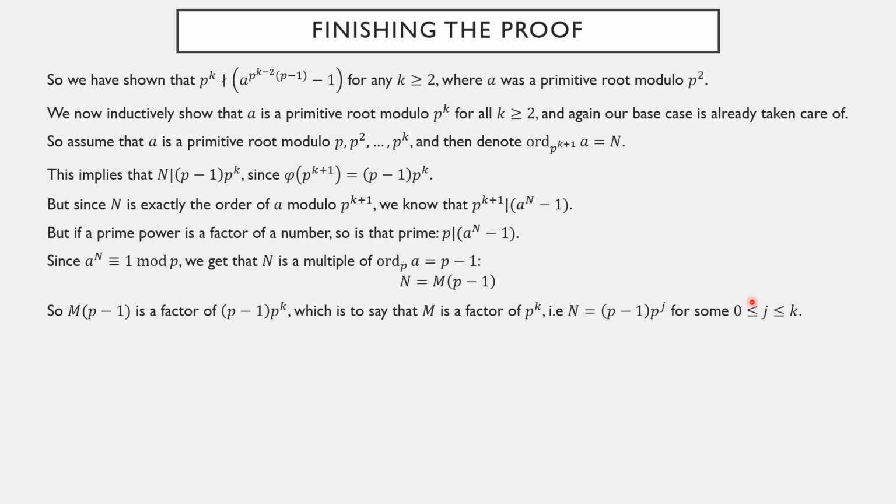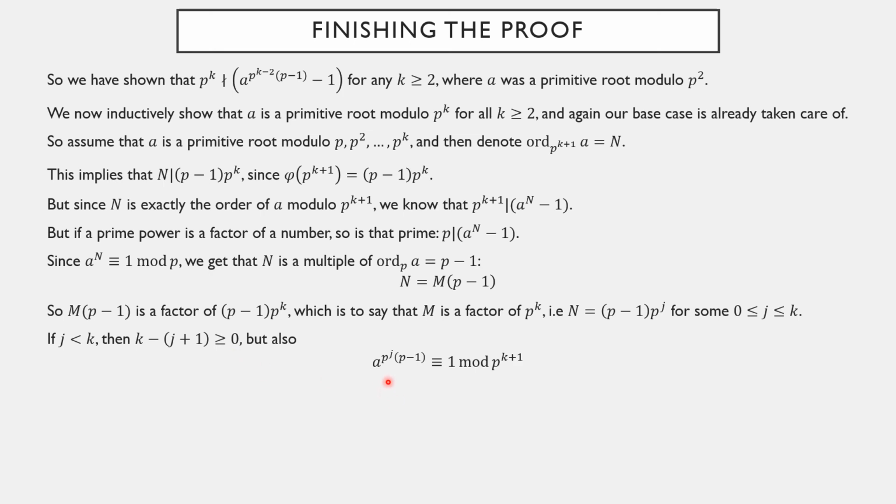What we're hoping for is that N is exactly phi of p^(k+1), because we are hoping that a is a primitive root modulo p^(k+1). So we want its order, which is capital N, to be phi of p^(k+1), (p - 1) times p^k. We know it's (p - 1) times p^j, so we're hoping that j equals k. Let's assume to the contrary that it's actually smaller. Okay? Well, if j is smaller than k, then j + 1 is less than or equal to k. So k - j - 1 is bigger than or equal to 0.